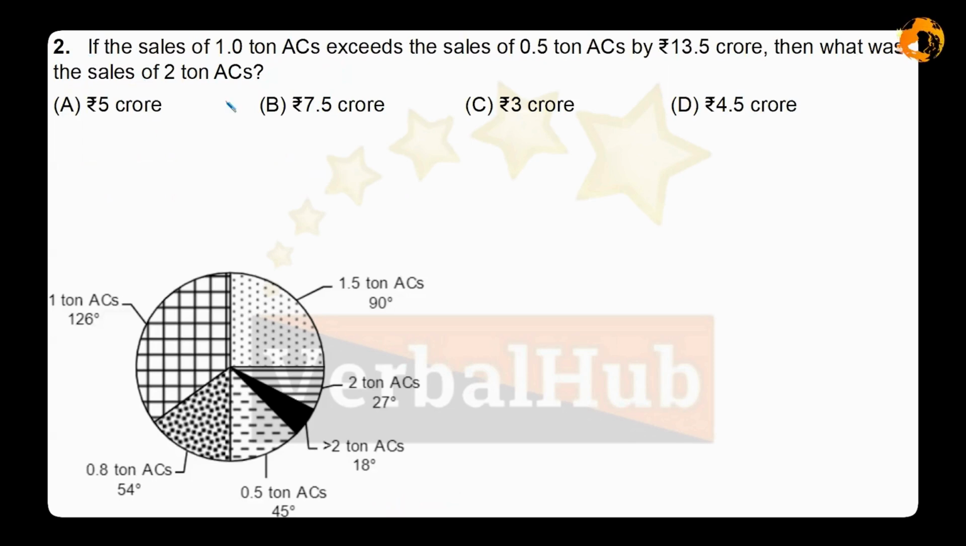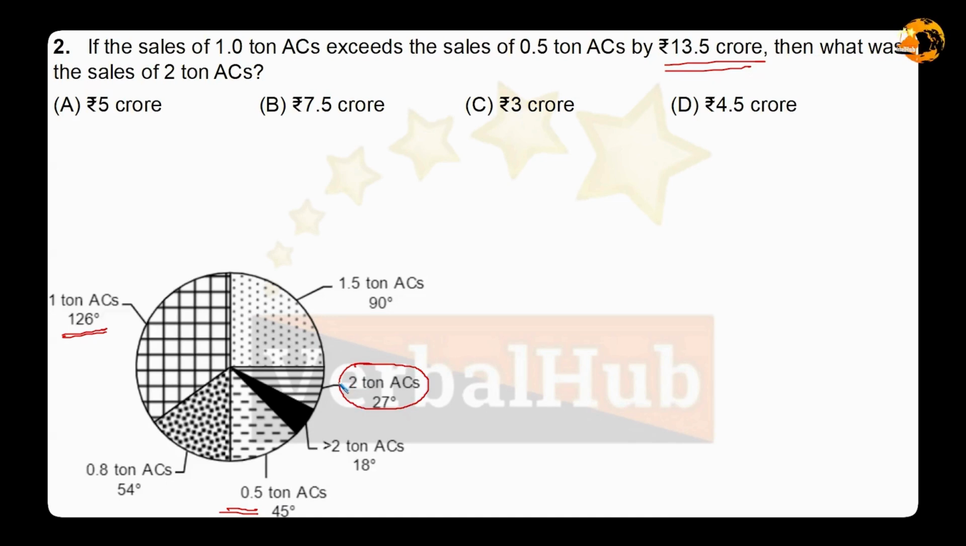Let's check. If the sales of 1 ton ACs, 1 ton ACs are here, 126 degrees, exceeds means it is more than the sales of 0.5 ton ACs over here. So yes, this sales is more than that sales, and it is given in monetary terms 13.5 crore rupees, right? Then what was the sales of 2 ton ACs? This one is how much?